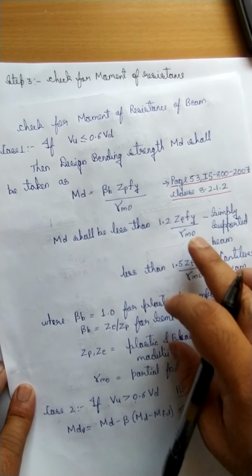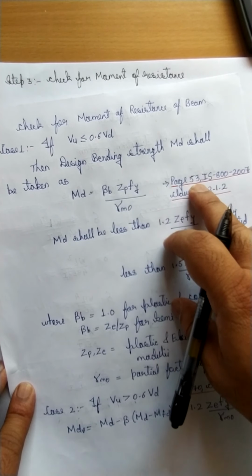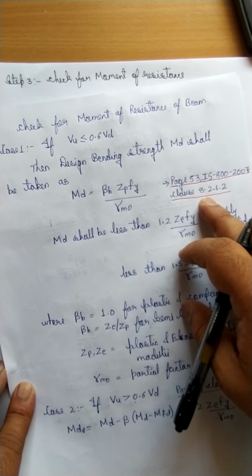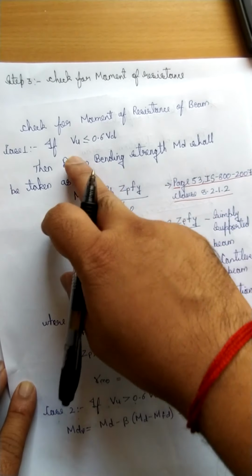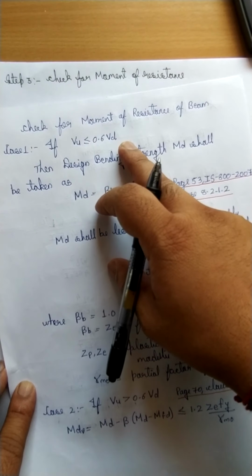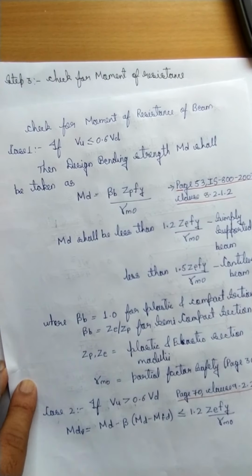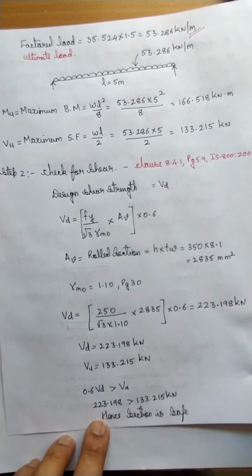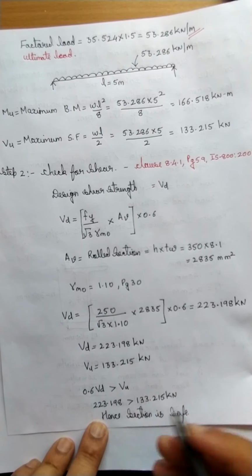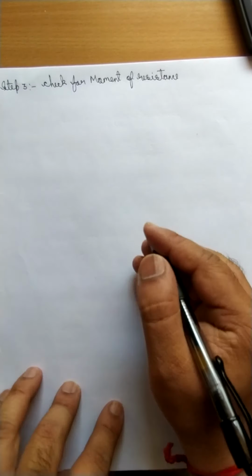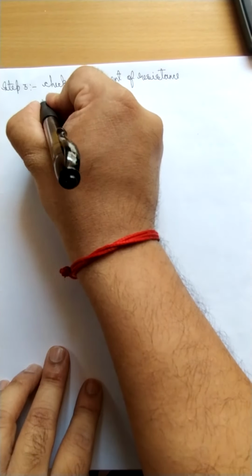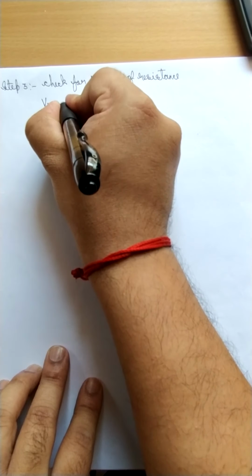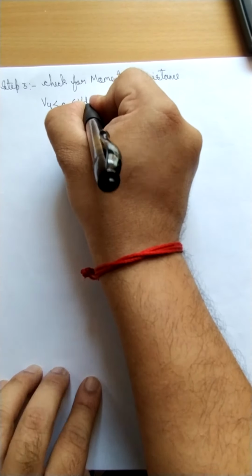Now check for movement of resistance, we have to take it from page number 53 IS 800 2007 clause number 8.2.2. What we have, VU is less than equal to 0.6 VD. However, we have already proved in the previous case that VU is less than 0.6 VD. So we are going to use that formula. So I will write here, we already know that VU is less than equal to 0.6 VD.